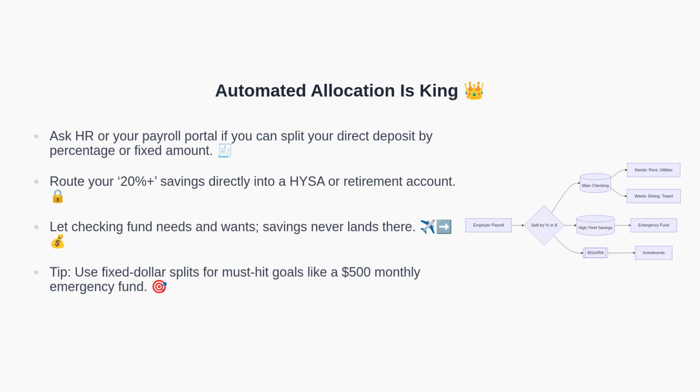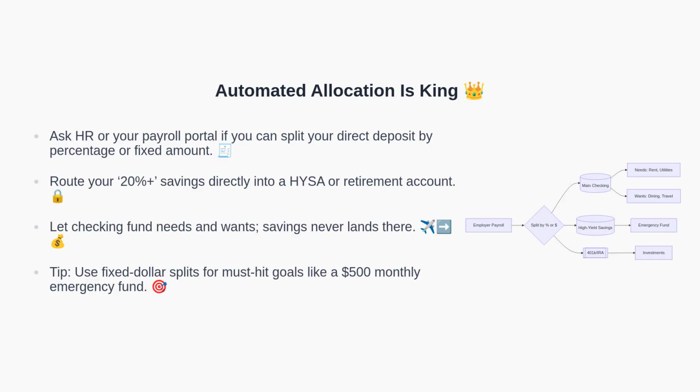Most employers allow multiple direct deposit destinations. If possible, set a percentage or fixed amount to route directly into a high-yield savings account or retirement account. This keeps savings out of checking, reducing the chance of accidental spending. Your checking account will handle needs and wants, while your savings or investment vehicles receive their share automatically on payday.